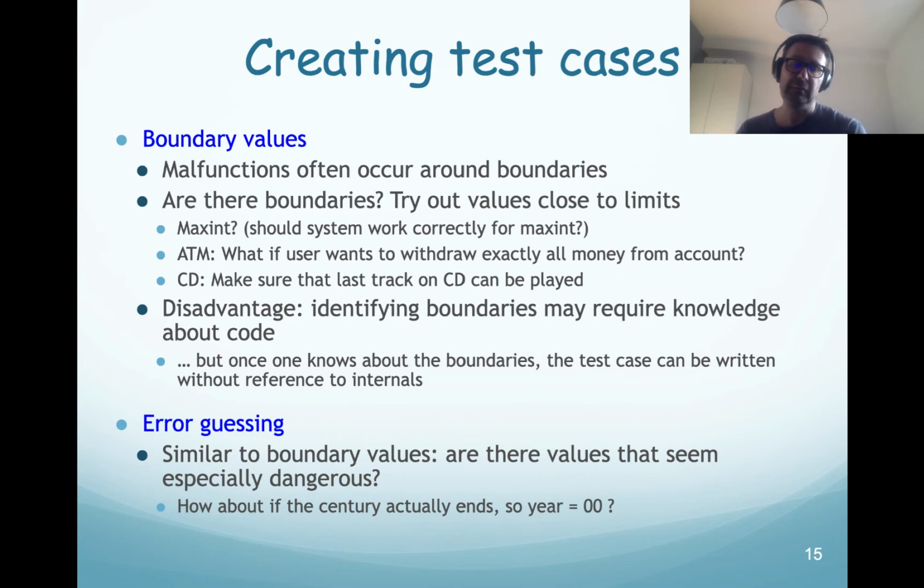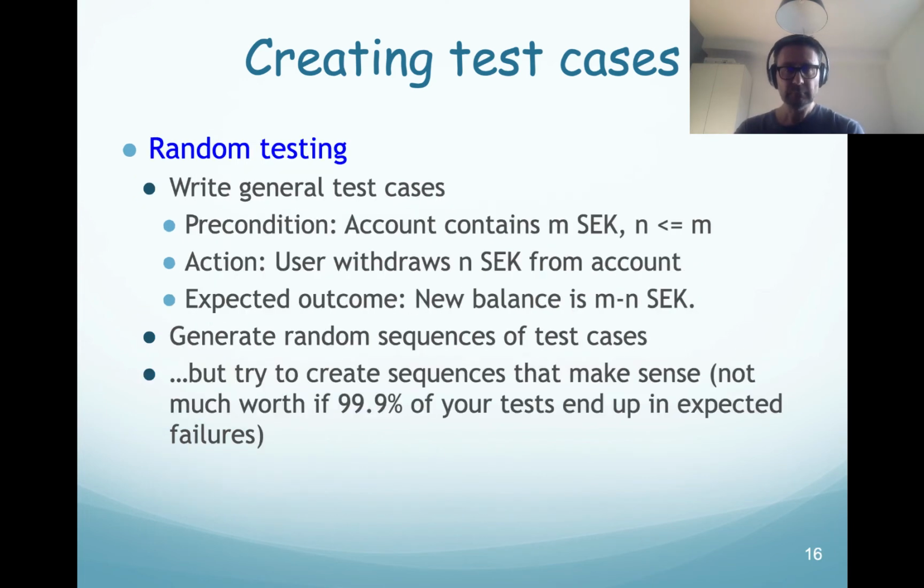Error guessing is basically heuristic. Based on your experience, you try to guess what are the difficult cases. Are there values that seem to be especially dangerous or hard to handle or are on the boundary between different things? And then random testing can be a great black box testing technique.